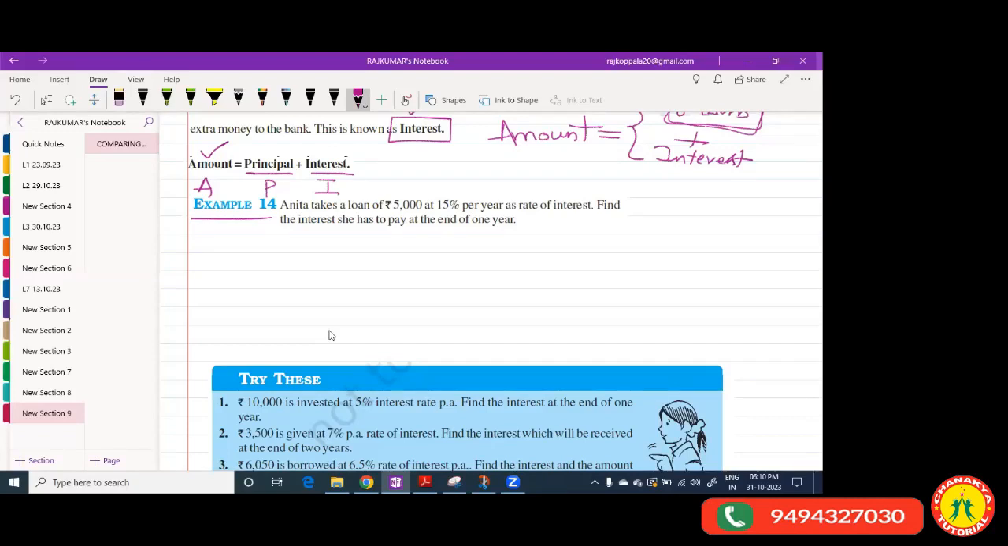Anita takes a loan of 5,000 rupees at interest of 15% per year. That is called the rate of interest. Find the interest she pays at the end of 1 year, and along with the amount she has taken, how much she will pay after 1 year.